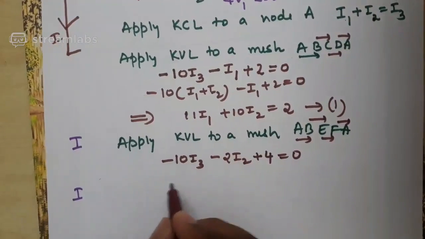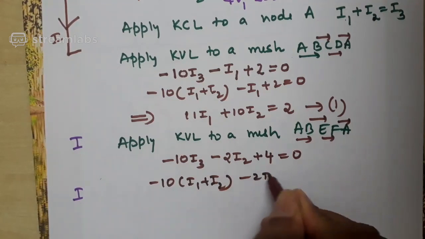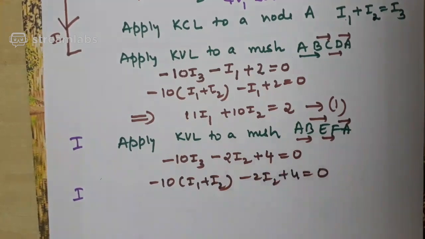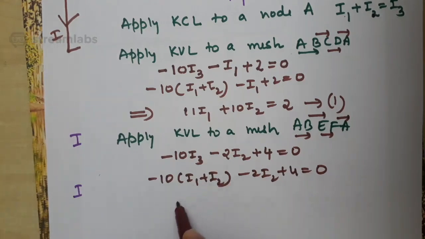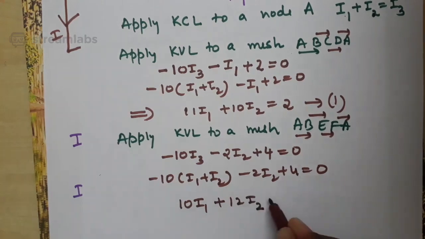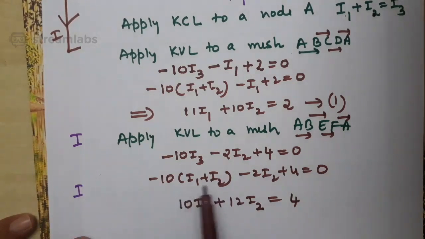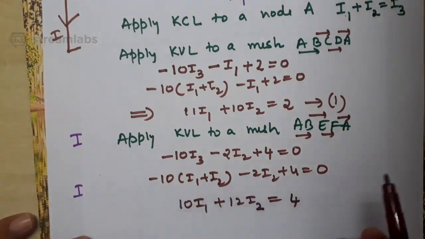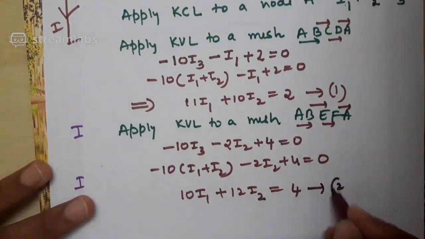Again I have to substitute for I3 as I1 plus I2 according to the KCL, right? Minus 10I1 minus 10I2 minus 2I2 plus 4 is equal to 0. I think you understood. I'll simplify. Taking the 4 to the other side, it will become minus. This is equation number 2.